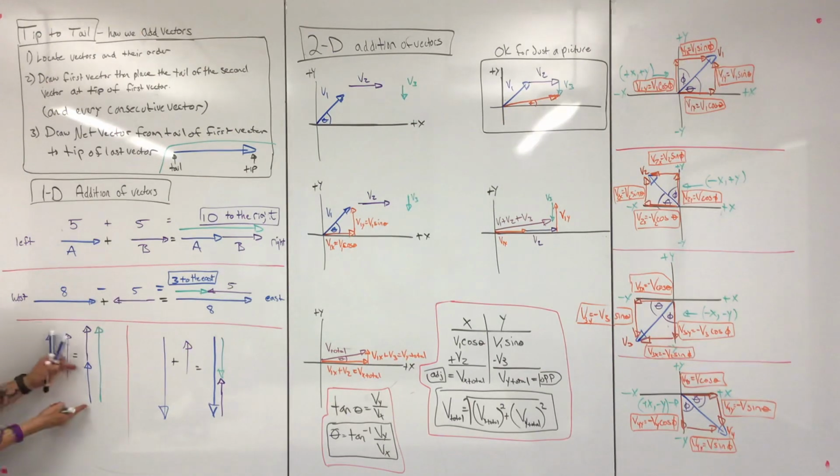So we draw our first vector and take the tail of our first vector and put it at the tip of our second, and then draw from the tail of our first to the tip of our last, okay?